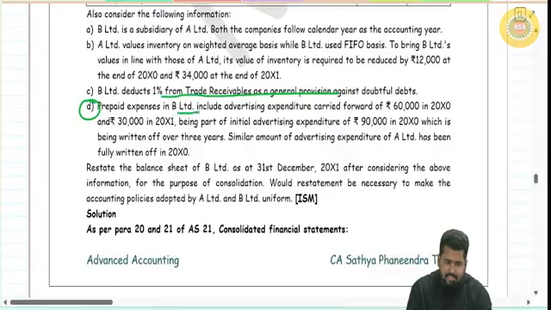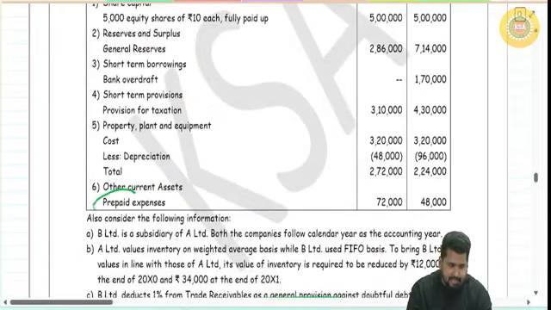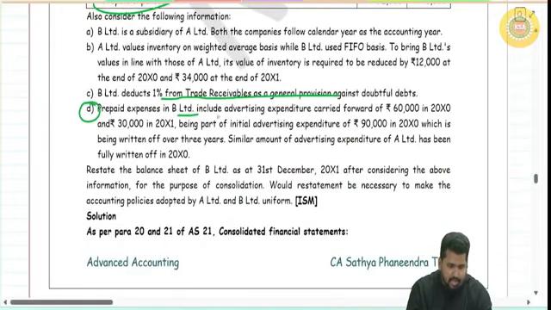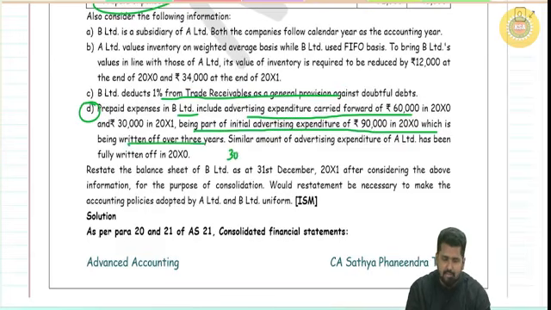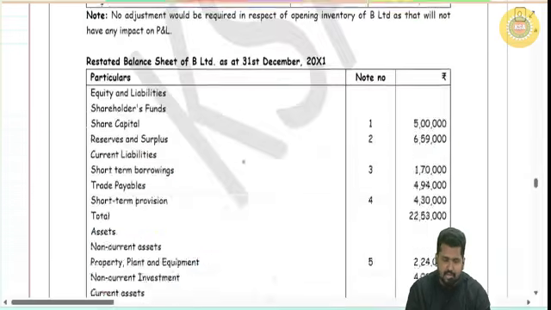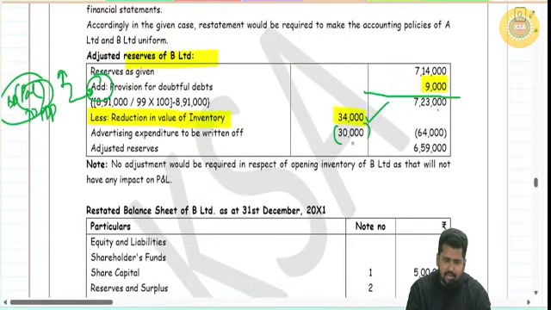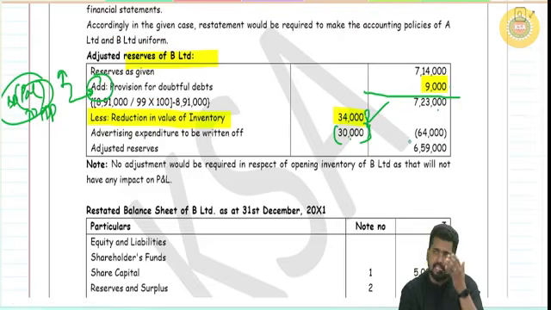Advertisement, prepaid expenses in B Limited. They include advertisement expenditure carried forward of 60,000 and 30,000 from the past years, total 90,000, being a part of the initial expenditure of 90,000 in 2000, which is written off over a period of 3 years. For each period, how much do we have to write off? 30,000 to P&L we have to write off. So in total how much do we have to subtract? 34 plus 30. Correct? Reduction in inventory too, because of that P&L will decrease.